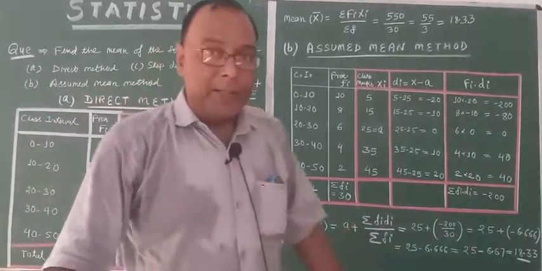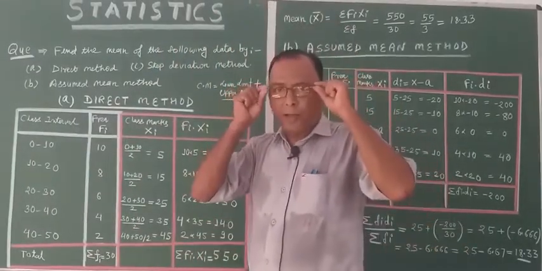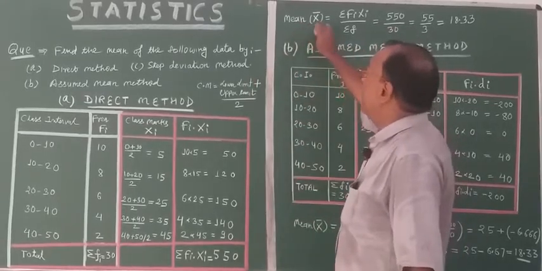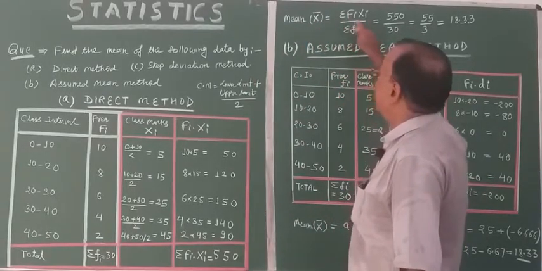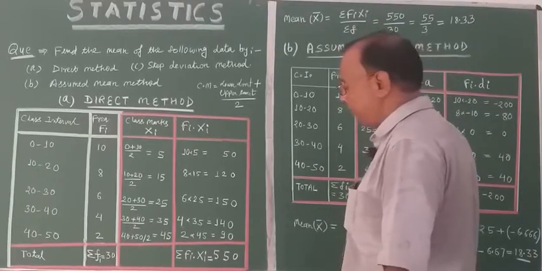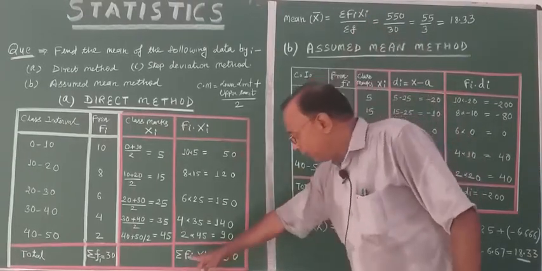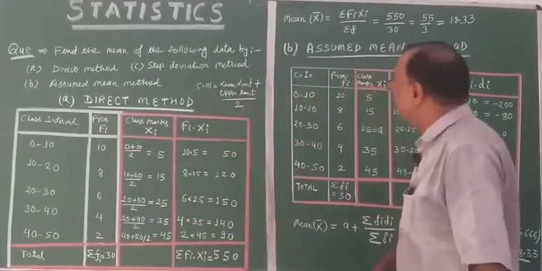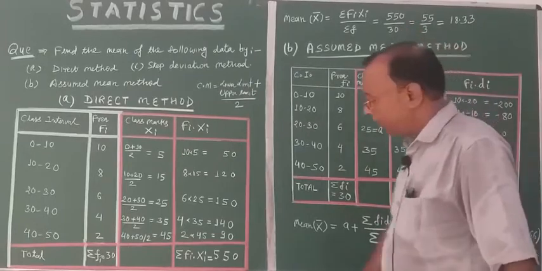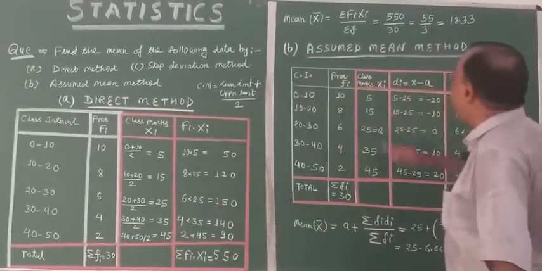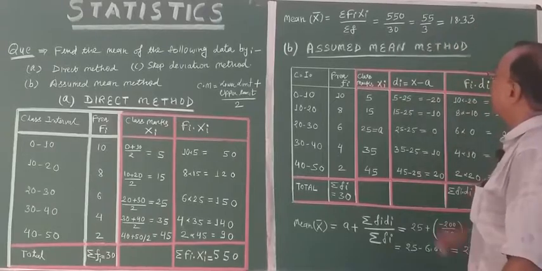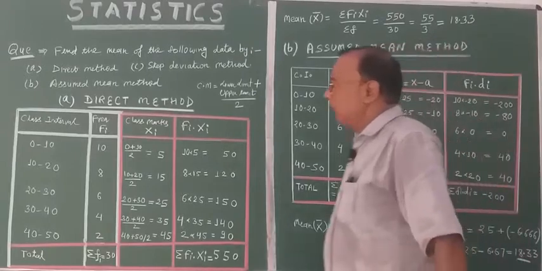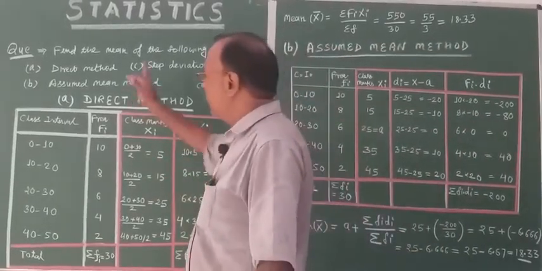So first this table will be made, and then there is the formula in the direct method. In the direct method, the mean x bar is given by sigma fixi upon sigma f. That means the total of this column we will divide by the total of this column, that is 550 upon 30. When you divide you will get 18.33. Is it okay?